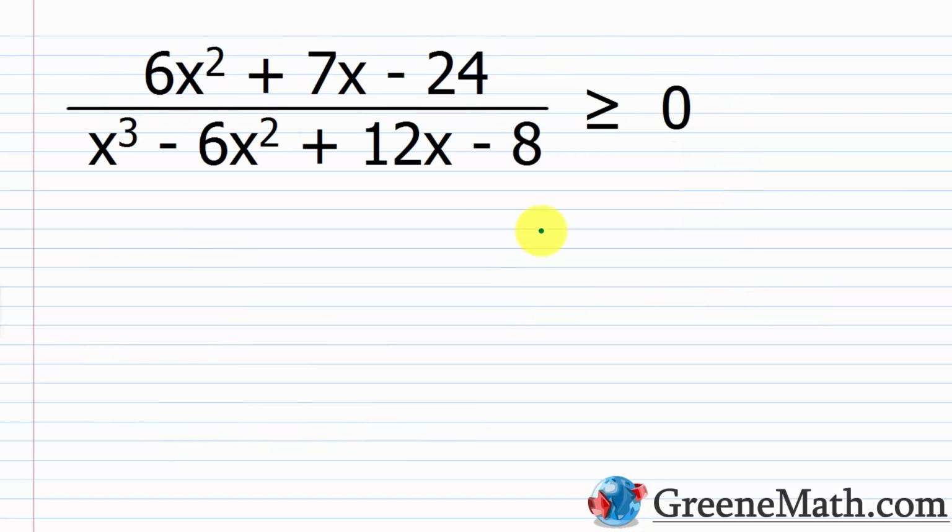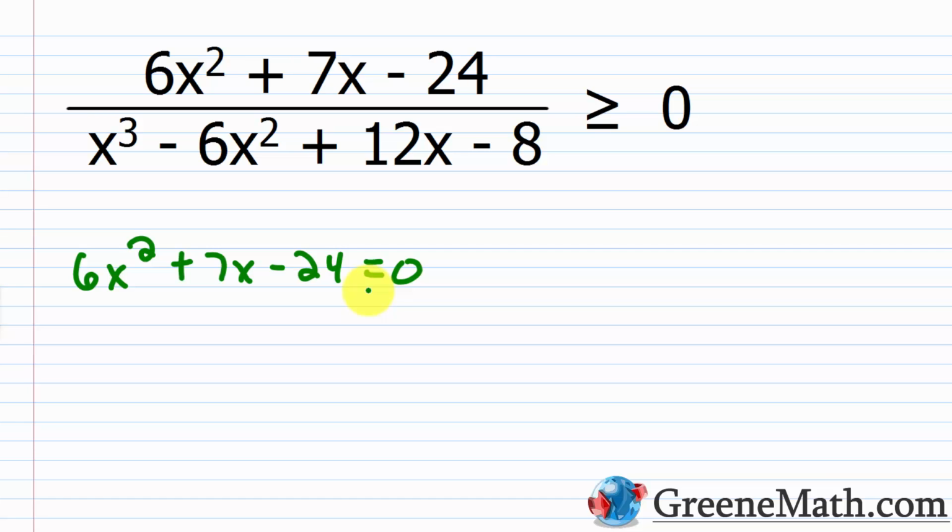All right, let's take a look at another one. So we have 6x squared plus 7x minus 24 over x cubed minus 6x squared plus 12x minus 8. This is greater than or equal to 0. Okay, so it's already in the format of a rational expression on one side and 0 on the other. So that means we can basically move into the second step, which is to set the numerator, 6x squared plus 7x minus 24, equal to 0. We'll also set the denominator equal to 0, but let's just take care of this one first.